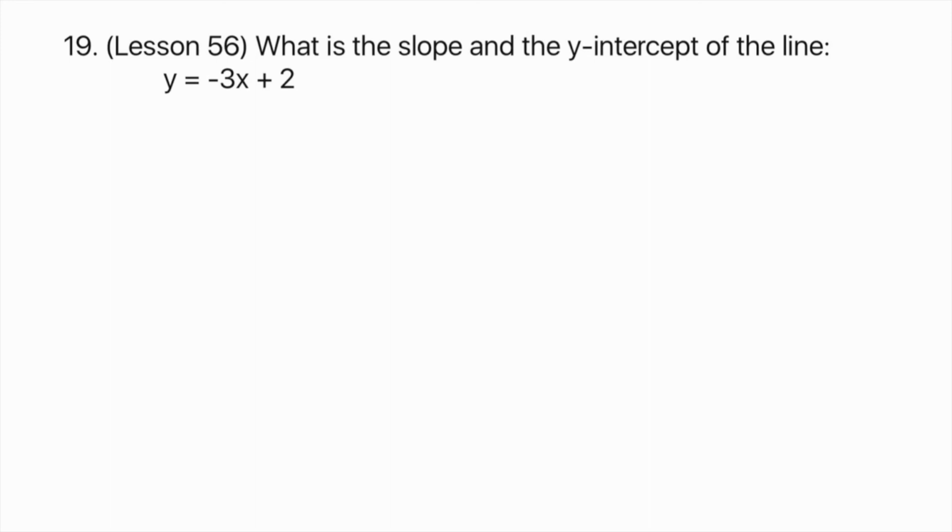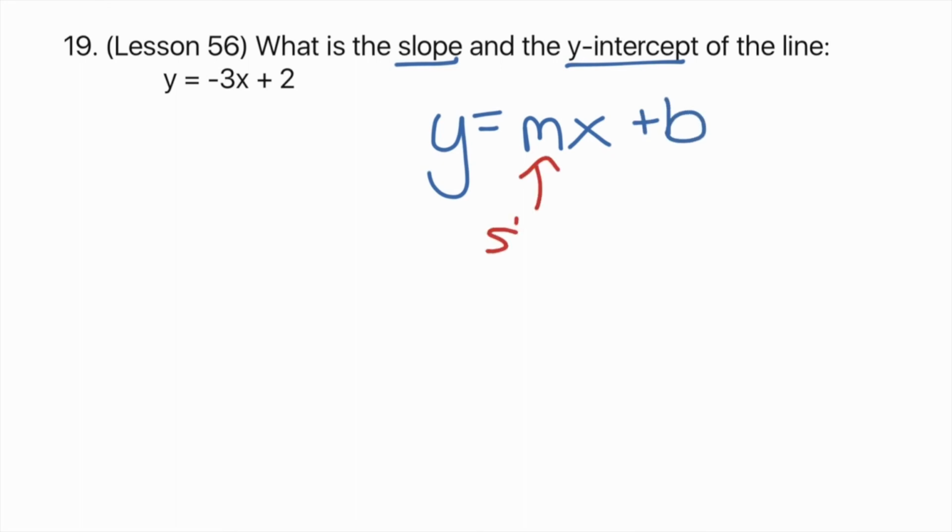Number 19 from lesson 56. What is the slope and the y-intercept of the line y equals negative 3x plus 2? Well, fortunately, this is already in slope-intercept form, which is going to make this a lot easier to answer. If you recall, slope-intercept form is y equals mx plus b. The m represents our slope, so the number in front of the x is our slope, and the b, the number by itself at the end, is our y-intercept.